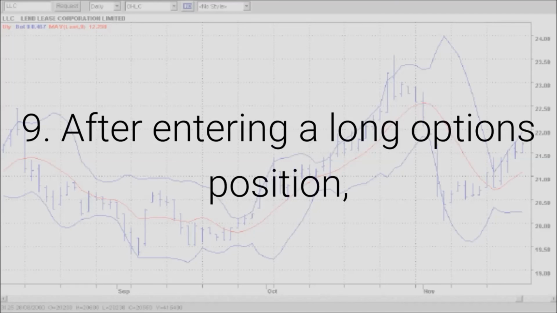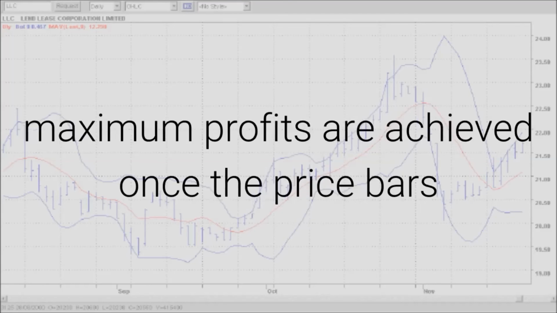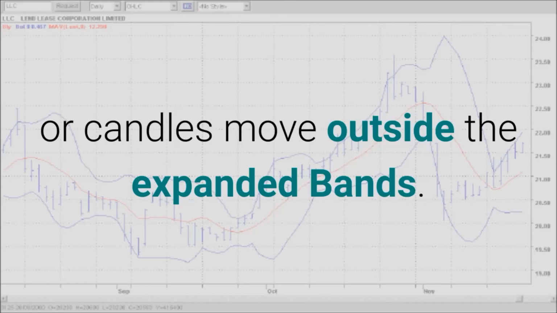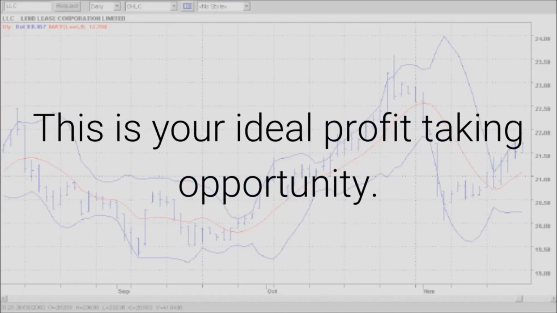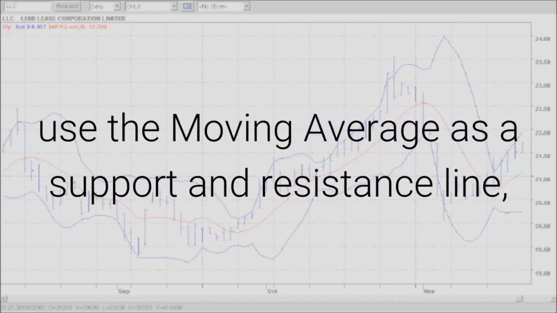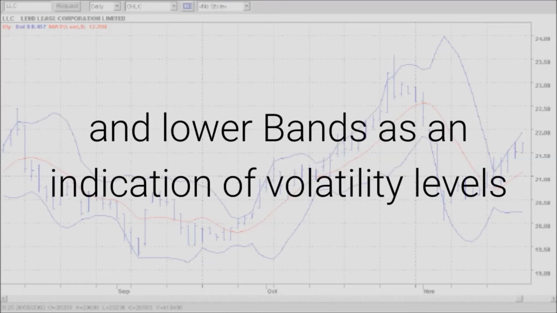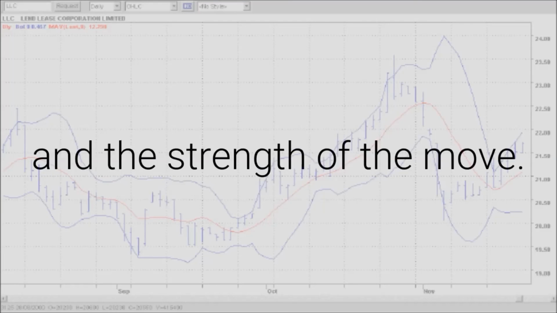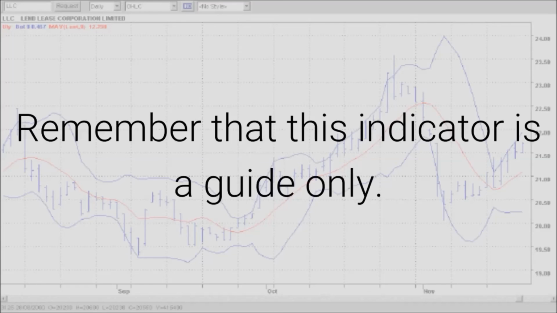Number 9. After entering a long options position, maximum profits are achieved once the price bars or candles move outside the expanded bands. This is your ideal profit-taking opportunity. And lastly, number 10. To help with the timing of your entry, use the moving average as a support and resistance line, as well as the upper and lower bands as an indication of volatility levels and the strength of the move. And finally, remember that this indicator is a guide only.